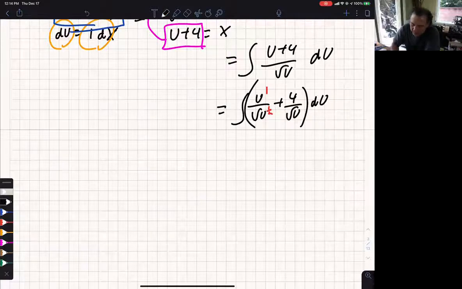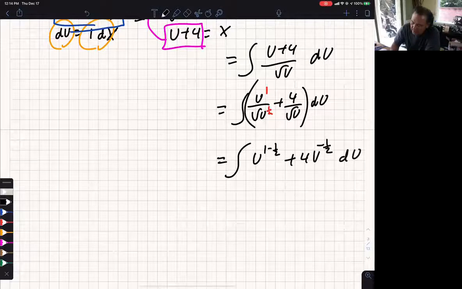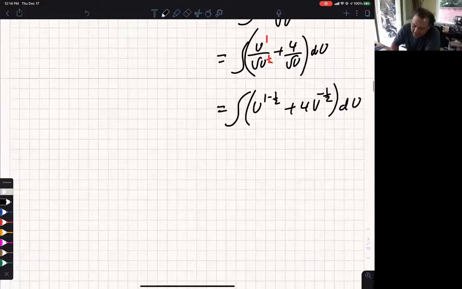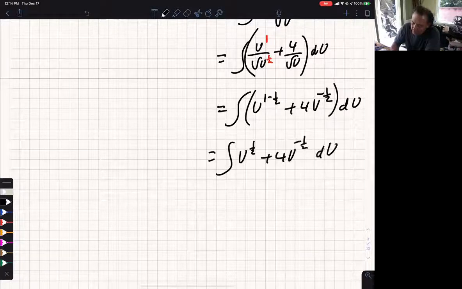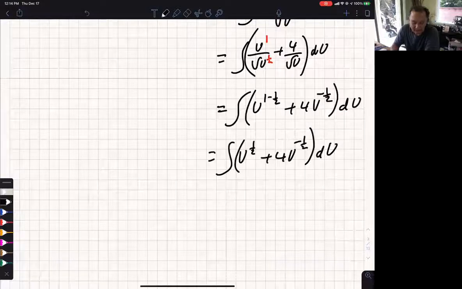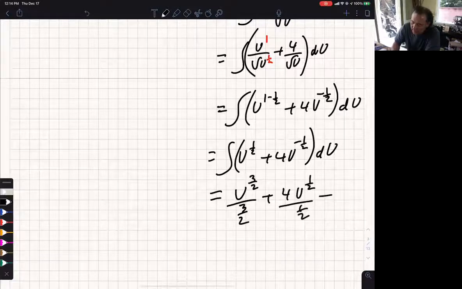And I learned you subtract exponents. So it's u to the 1 minus 1/2. And if I move it to the top, the exponent becomes negative. And so I get that. And then I end up with u to the 1/2, u to the negative 1/2. And I'm able to do that. I use the power rule for that. I add 1 to the exponent and divide by that. I add 1 to the exponent and I divide by that.